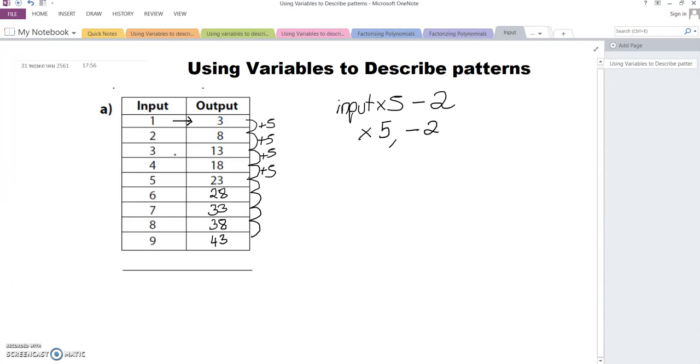Let's take a look at this. Maybe 3 multiplied by 5 gives us 15. 15 minus 2 gives us 13. 4 multiplied by 5 is 20. 20 minus 2 is 18.